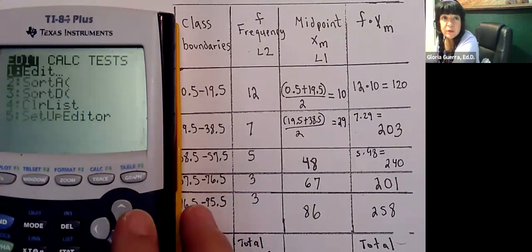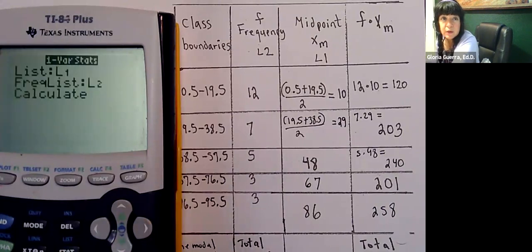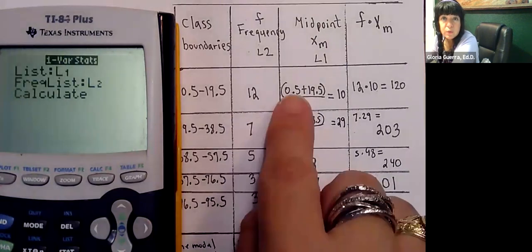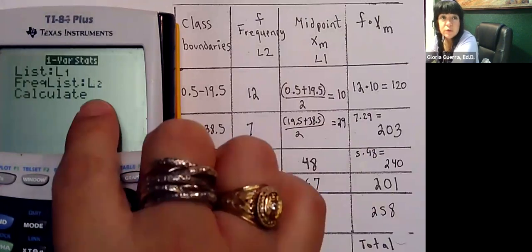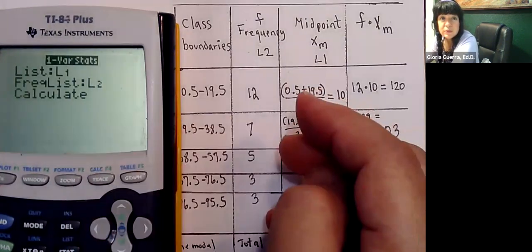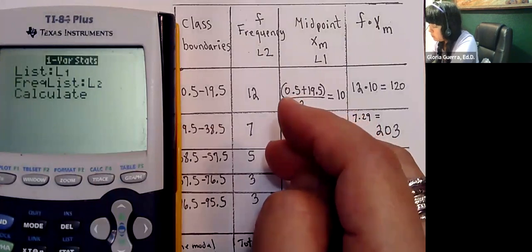Okay, then you're going to go to Stat, tab to calculate, hit enter. You want that one variable stat, so hit enter. Tell your calculator where you put your data. So yeah, L1 are your midpoints. And yes, L2 is your frequency list. Okay. And then hit calculate.